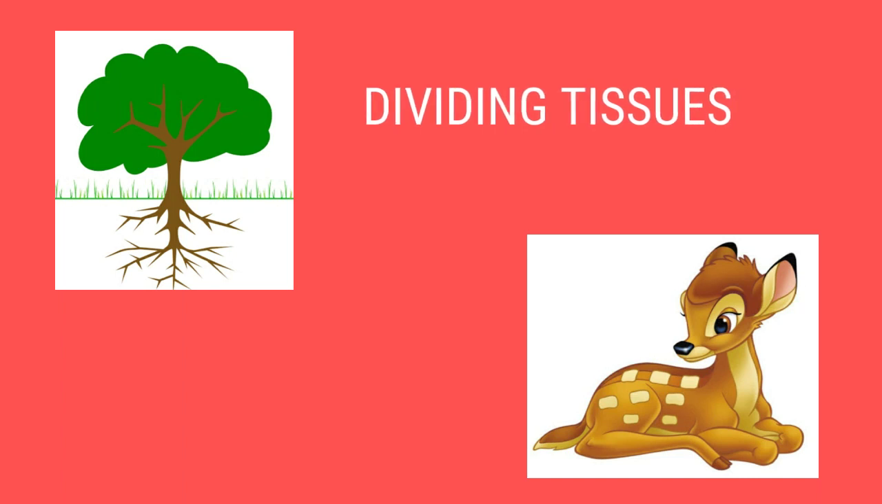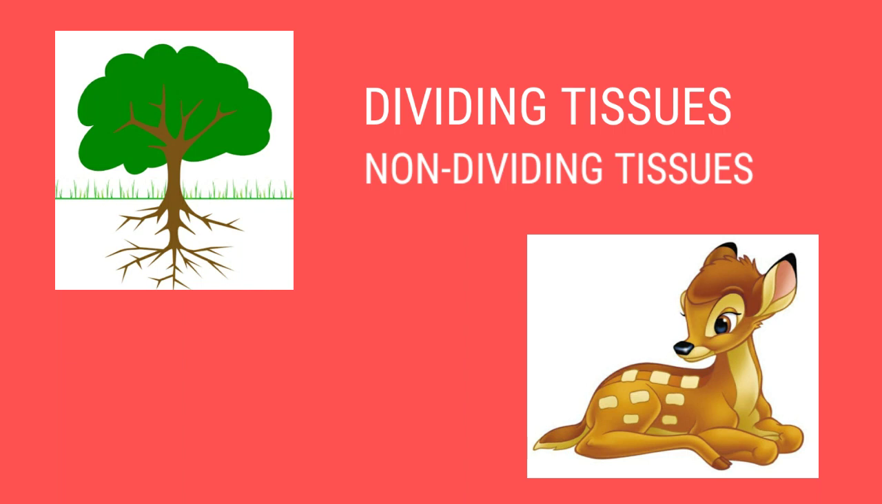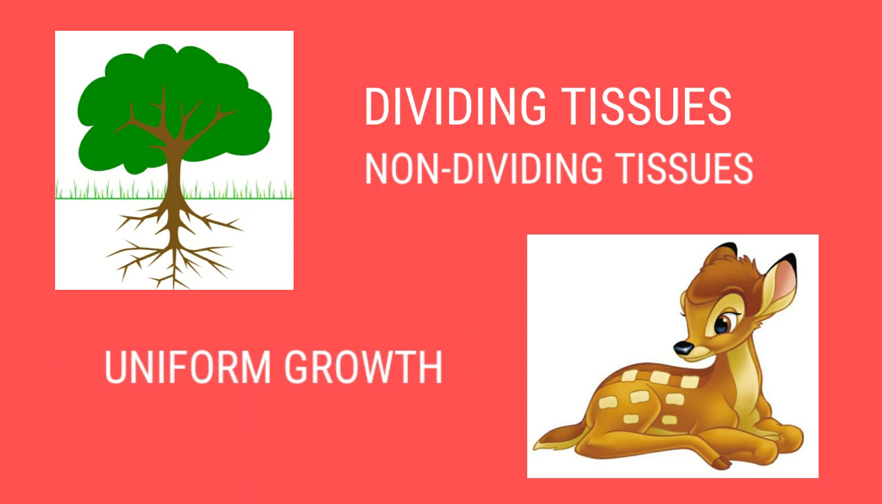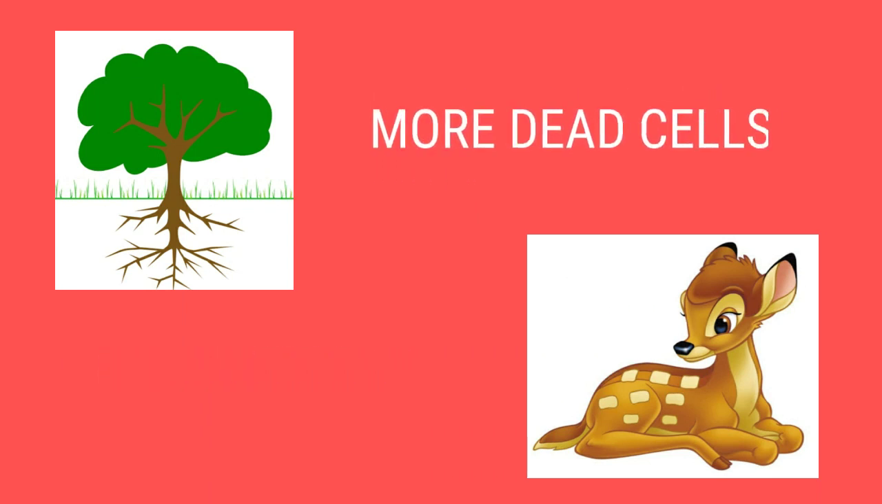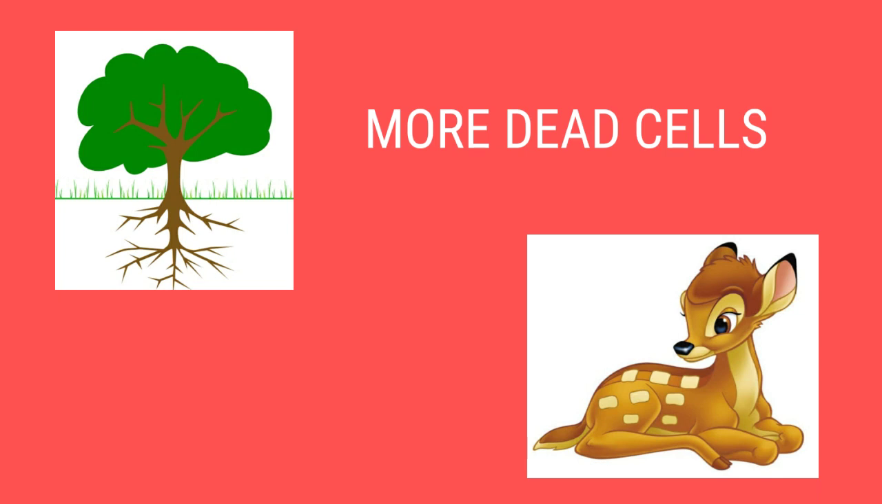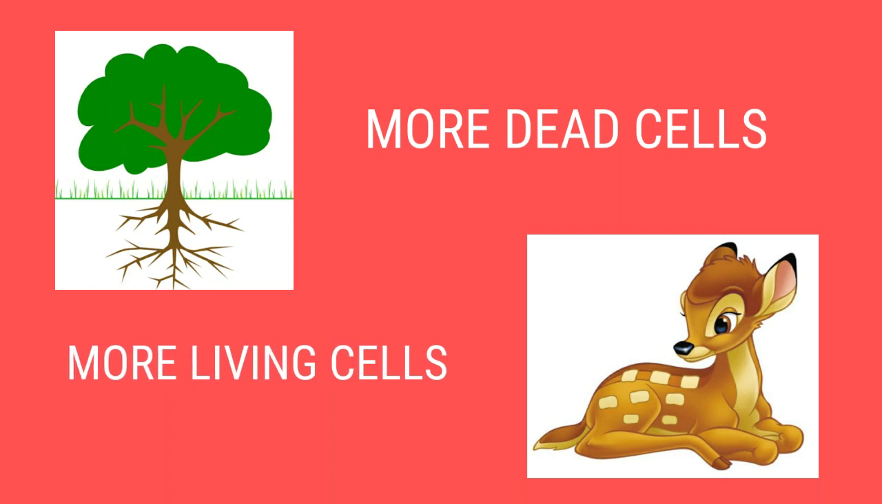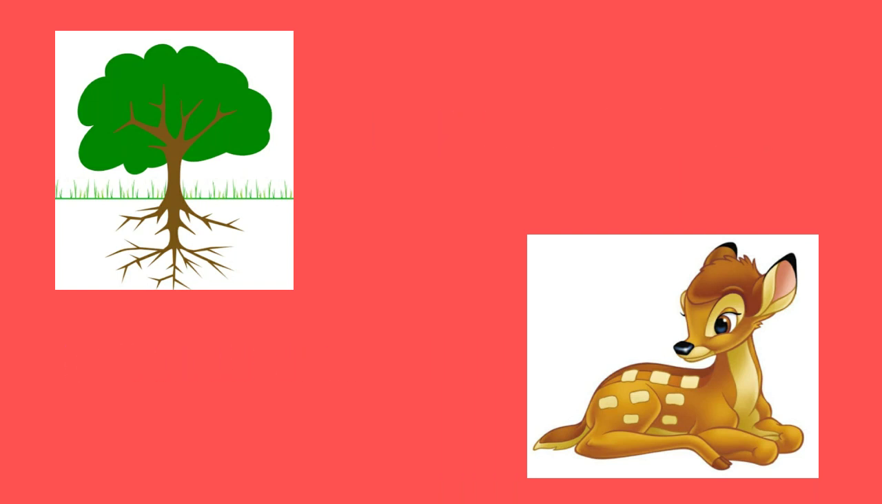Plants keep on dividing throughout their lives. But some parts of the plants do not divide after maturity. Therefore, in plants, there are two types of tissues based on their growth: dividing and non-dividing tissues. But there is uniform growth in animals. As plant tissues are supportive tissues, they have more dead cells as compared to living cells. But in animals, there are more living cells as compared to dead cells.